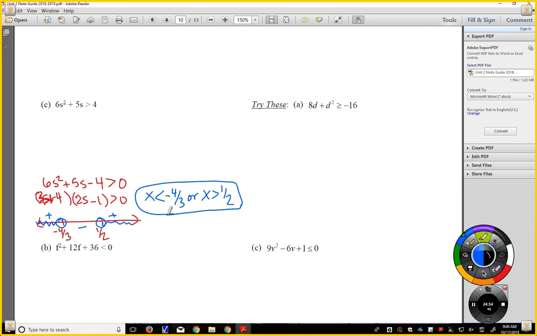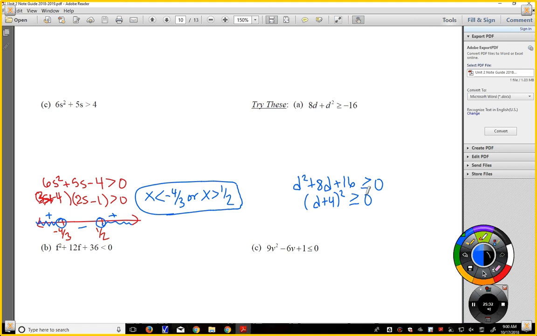Okay, so the last idea I want to discuss here is when it works out slightly differently. If you look at the try this part A, if we rewrote that, it would look like this. What does this factor as? D squared plus 8D plus 16. Yeah, D plus 4 and D plus 4, right? So we're getting D plus 4 squared. It's a perfect square. How does that make it different from the situations that we looked at previously?